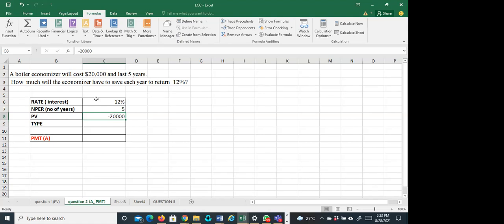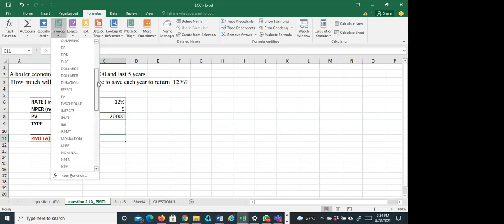So it's just a question of this thing. A boiler economizer will cost 20,000 naira and last for 5 years. How much will the economizer have to save? So we use a function in Excel called PMT, which is payment. So how much would the boiler be paying for itself? You go to formulas, you go to financial, you look for payment. It's called PMT.